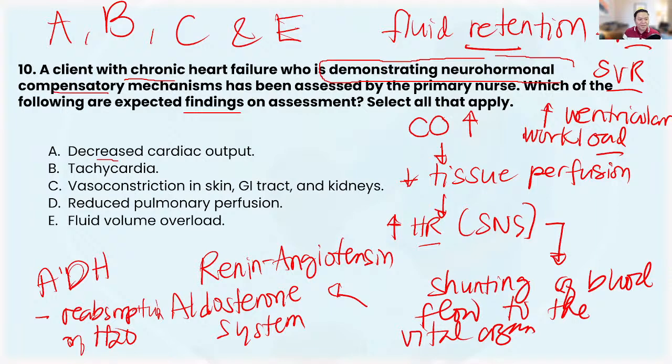So we have letter B, tachycardia, which of course, as a result to the increasing fluid in the body, vasoconstriction in the skin, GI tract and kidneys. Yeah, that's because of the shunting. And letter E, fluid volume overload. So it's not really about reduced pulmonary perfusion, okay? It's not about that. All right, let's move forward to what number are we at?